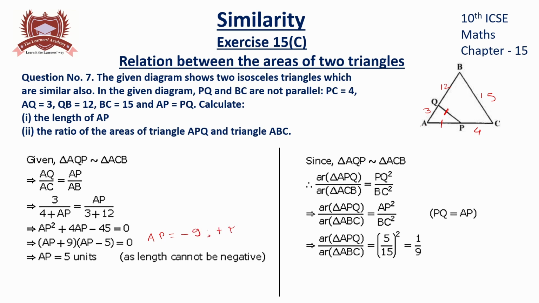तो this value gets discarded. Why? Because it cannot be negative. तो ये जो दूसरा वैल्यू है वो अपन ले लेंगे. Now AP is equal to 5 units. So the area, since the triangles are similar, their areas are going to be proportional to the square of their corresponding sides. So area of triangle APQ upon area of triangle ABC will be equal to AP square upon BC square. So AP कितना है तो 5 है, BC कितना है तो 15 है.